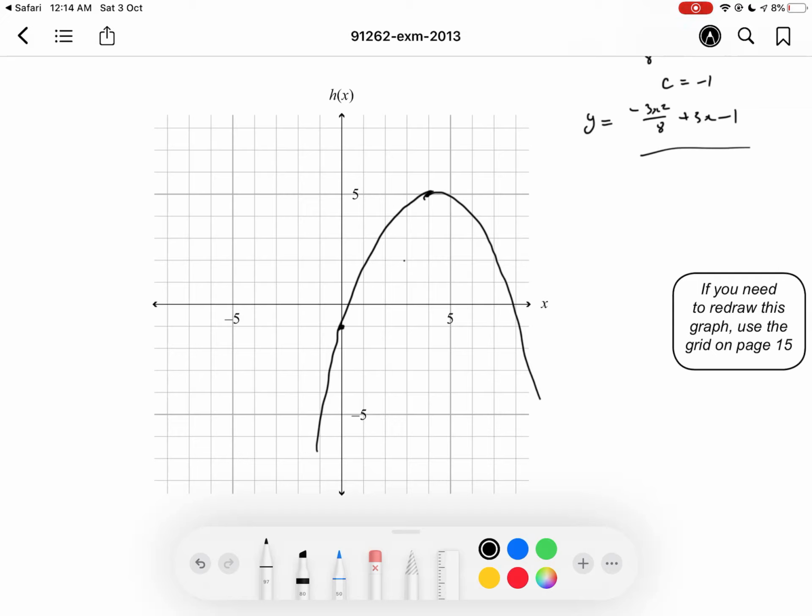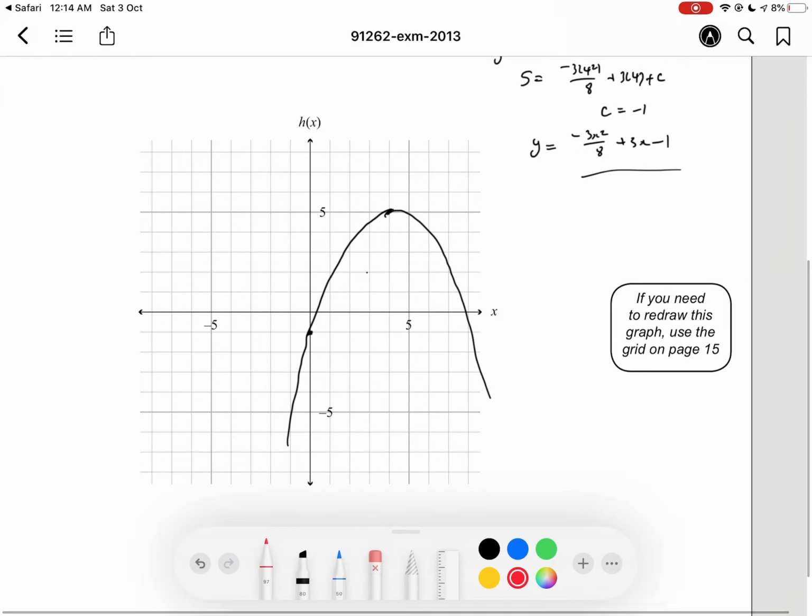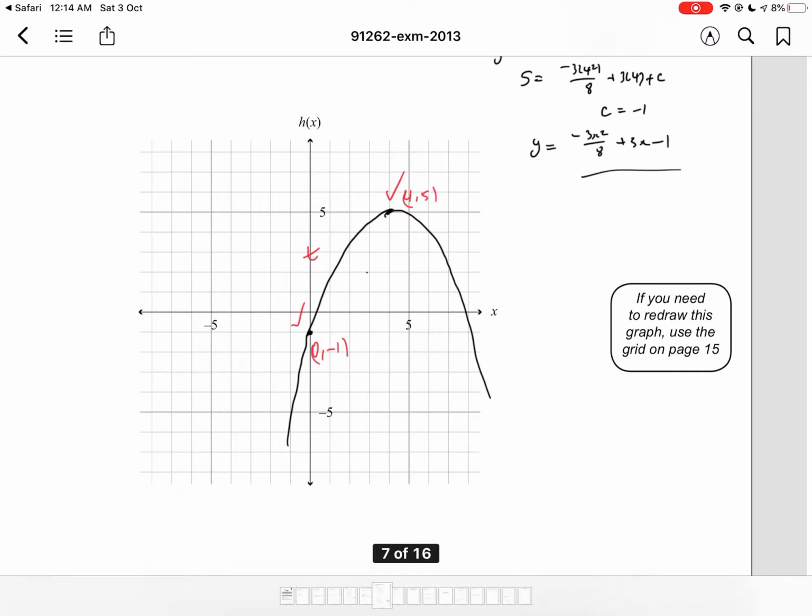In this case, this is an excellence level question. In order to get your full excellence, you need your correct maximum and a correct intercept. The intercept is at 0, negative 1, and the maximum is at 4, 5. So you need both points to get an excellence. To get a merit, it's just a negative parabola with maximum at 4, 5. Only the 4, 5 maximum will get you a merit. To get an achieved, just a negative parabola by itself will get you an achieved.